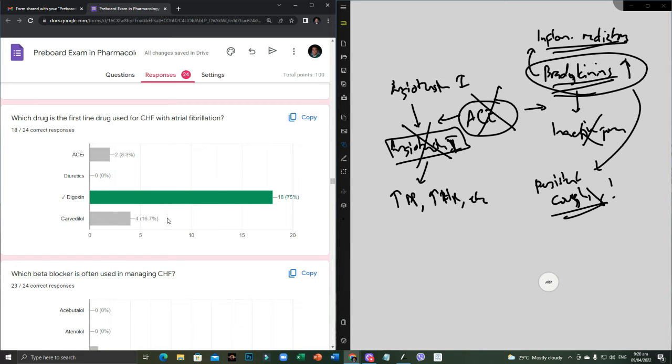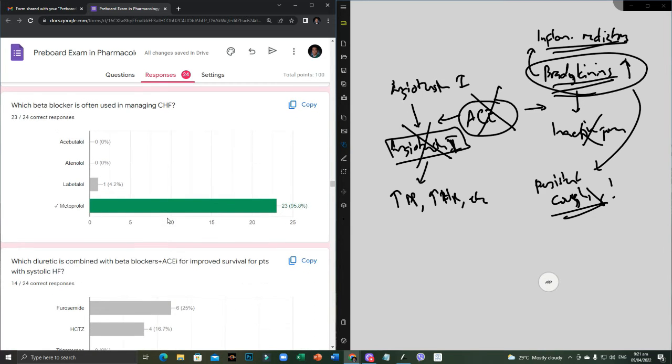Which drug is the first-line drug used for CHF with atrial fibrillation? So very good, that's digoxin. Because aside from increasing the force of pumping of the heart, digoxin also helps manage atrial fibrillation by slowing down SA node firing. Okay, which is a problem when you have atrial fibrillation.